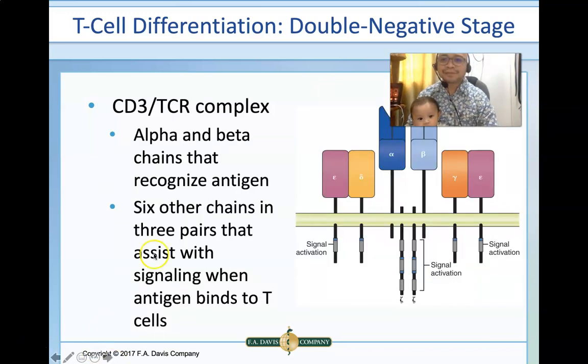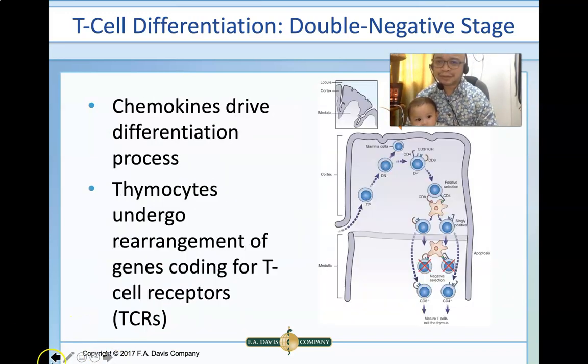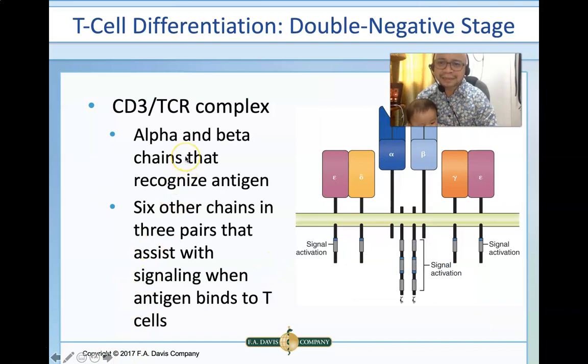If you noticed a while ago in the illustration, initially there is what you call the CD3 TCR. What is the CD3 TCR? It has alpha and beta chains that have the capacity to recognize an antigen. In the illustration, there are 6 other chains in 3 pairs that assist with signaling when antigen binds to T cells.